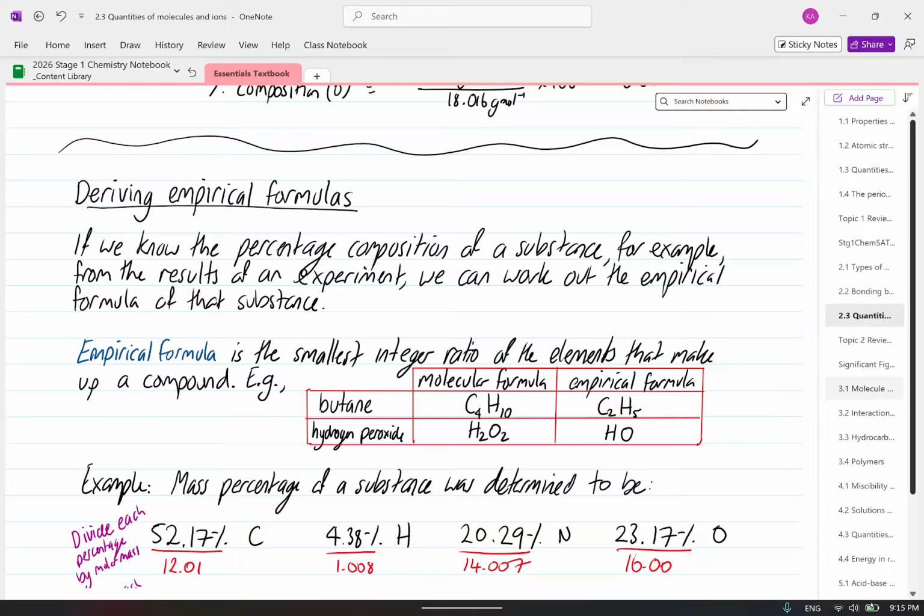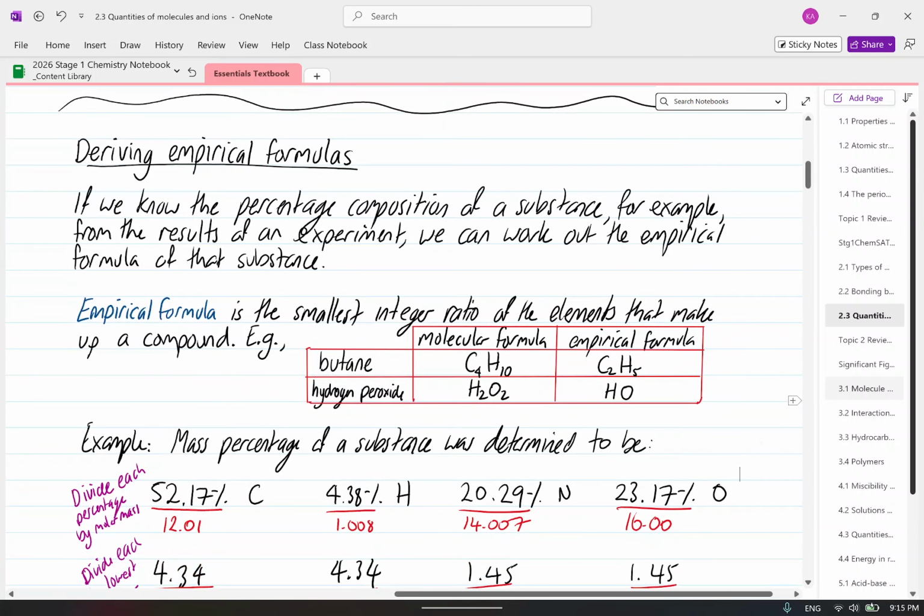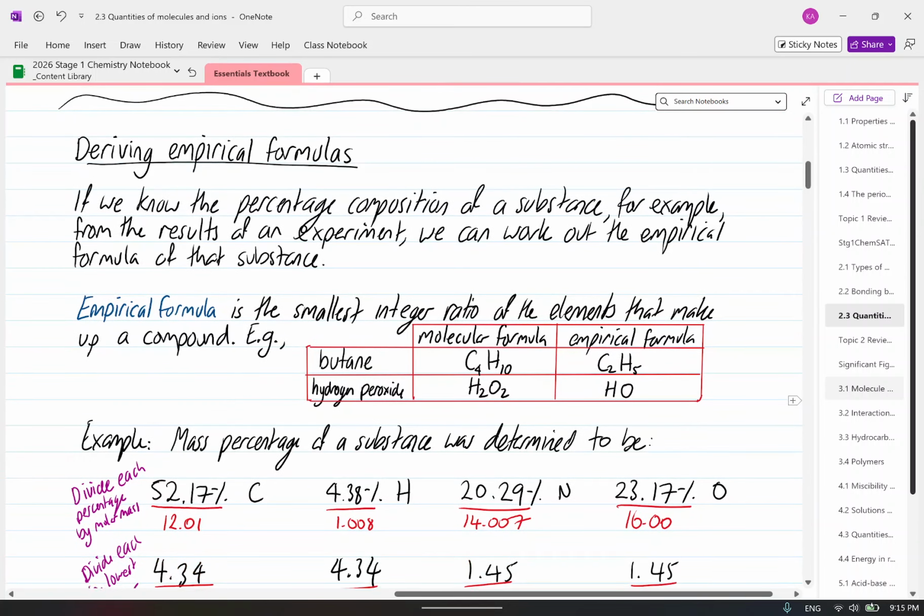Either way, if we divide each of those by the molar masses of the element that is associated with that percentage composition, we get these numbers here. So you get 4.33, 4.33, 1.45, and 1.45. These numbers will be different for every substance that you're looking at, because the percentage compositions will be different. Regardless, we end up with those values there.